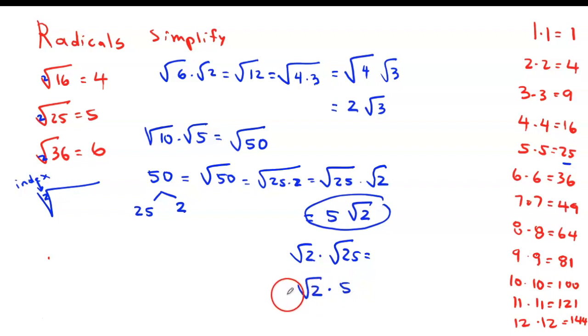So what happens is this, when you have a number multiplying a radical, this number, because it doesn't have a radical, will become a coefficient. So I want to bring it into the front of the radical. So I'll put it in front of the radical. And this will be a coefficient for the radical.